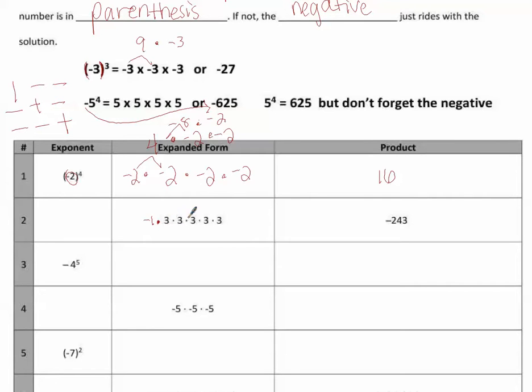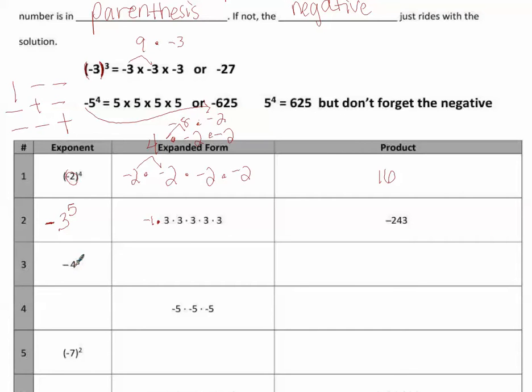There are 1, 2, 3, 4, 5. 5 threes. So your base is 3. There's only a negative on the front number, so there's no parentheses, and you're multiplying it 5 times. Remember, the exponent tells you how many times to multiply. The base is what you're multiplying. So when you multiply 3 times 3 times 3 times 3 times 3, you get 243, but don't forget to tag on that negative.